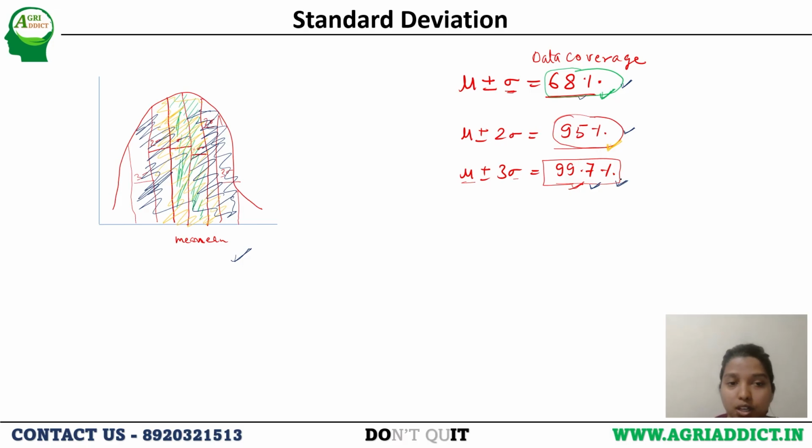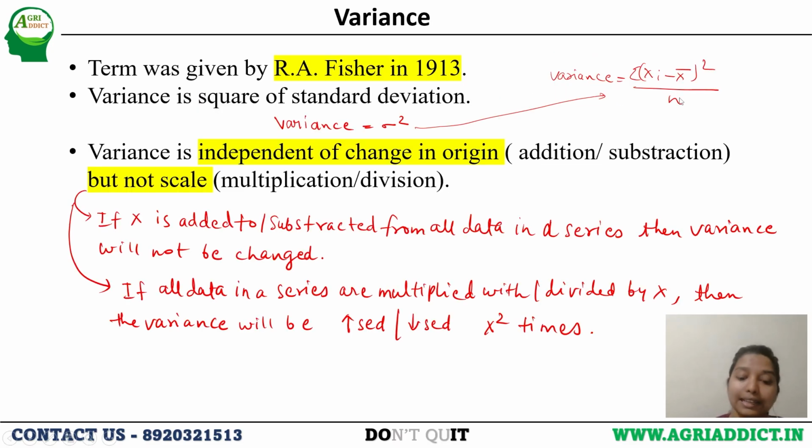That I wanted to make you understand. I hope you got the point. Let's move to the next slide. Next slide is of variance. The term variance was given by R.A. Fisher in 1913. As in the previous standard deviation slide, I said it may come in a match-the-following type of question. Variance is the square of standard deviation. Variance is denoted by sigma square.